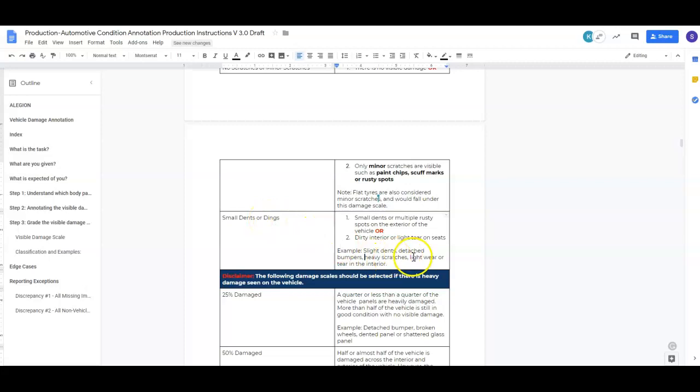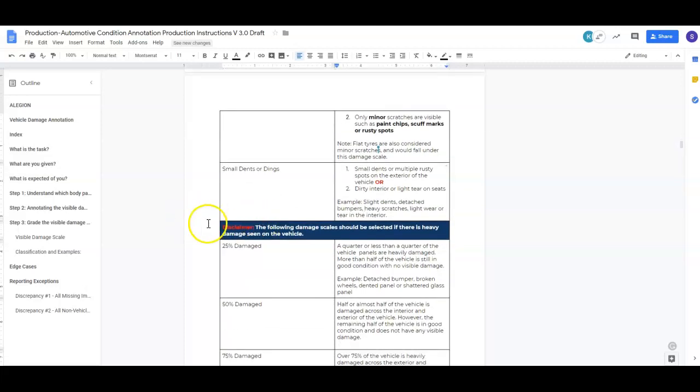Okay, light wear and tear in the interior. Again, something where there is a tear on the seat or on the dashboard or something. Light tear, when I say light tear, if there's a heavy tear, obviously it will move into the heavy damage area. Okay, only heavy scratches are considered small dents and dings. Very important, please make sure you understand this.